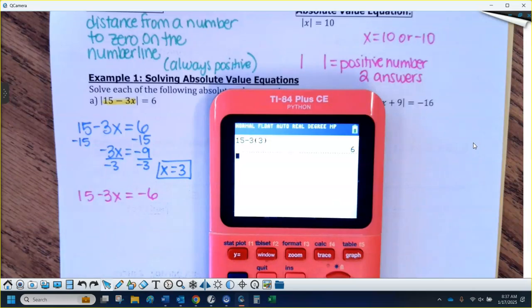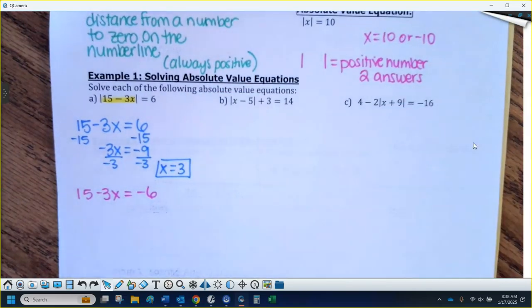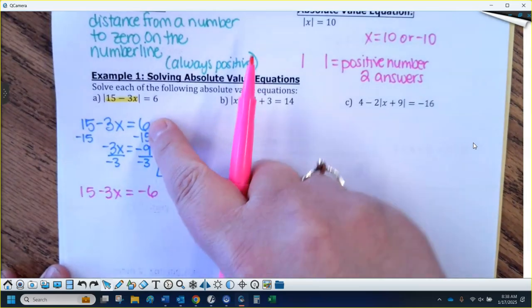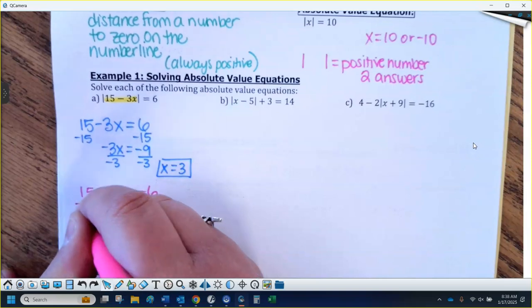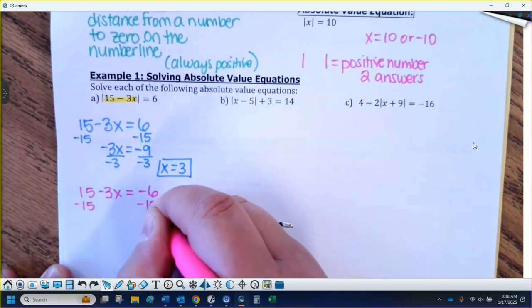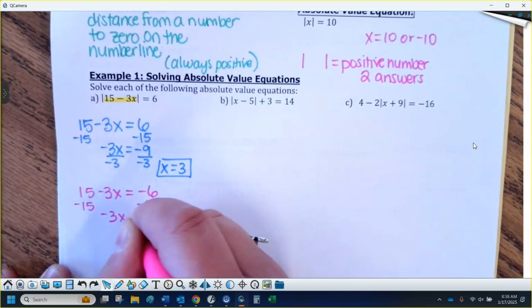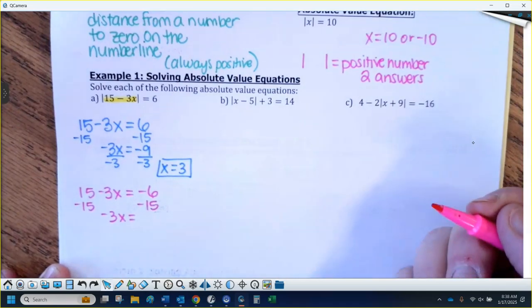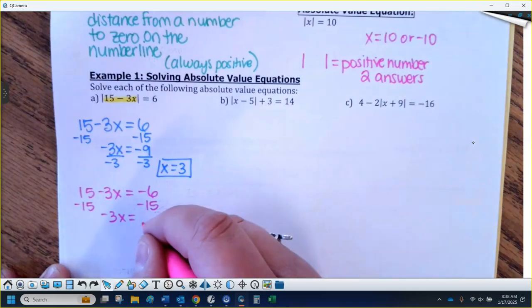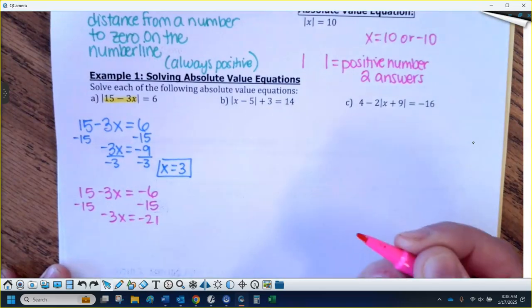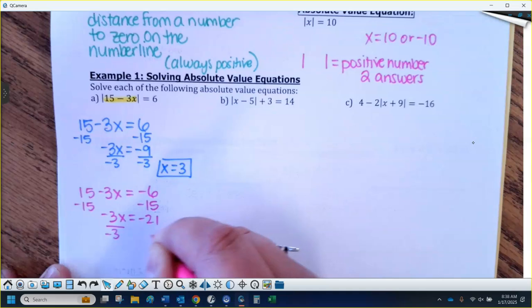The other answer is what I'm going to get if I solve the second equation I wrote, which is just whatever's in your absolute value, you set it equal to that number, and then you set it equal to the opposite. So I did -6. Same two steps. We're going to subtract 15. It's going to look different here, though, because it was equal to -6, not +6. So -6 minus 15, I'm getting more negative, would be -21. And then I'm going to divide both sides by -3.